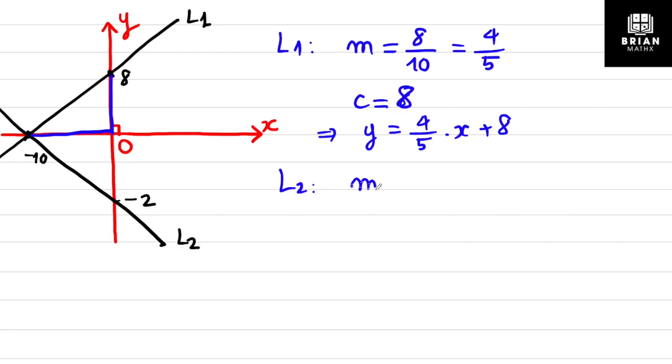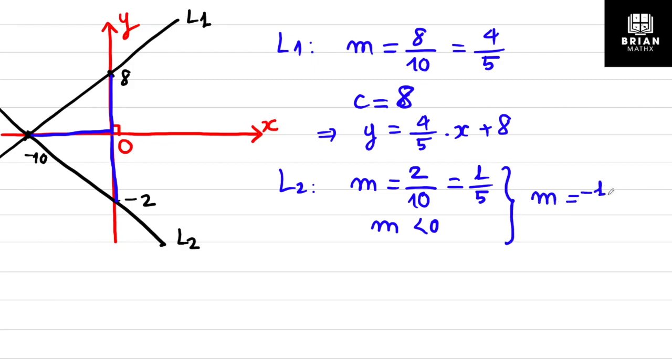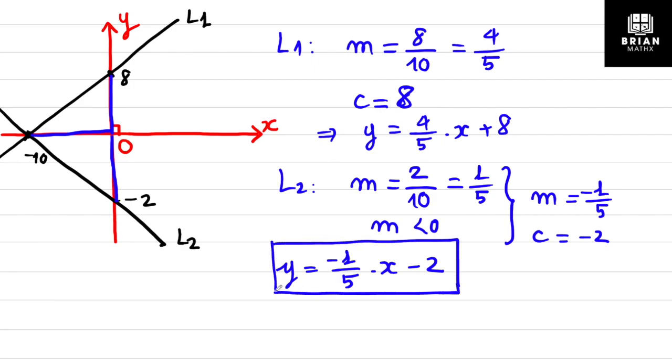For L2 you got m equals rise over run. Right here you got 2, and run here you got 10. 1 over 5. But the gradient has to be less than 0 because this is a decreasing line. That's why you got m equal to negative 1 over 5. How about c? C equals negative 2, and you will have negative 1 over 5 multiplied by x, negative 2, like this. That's all.